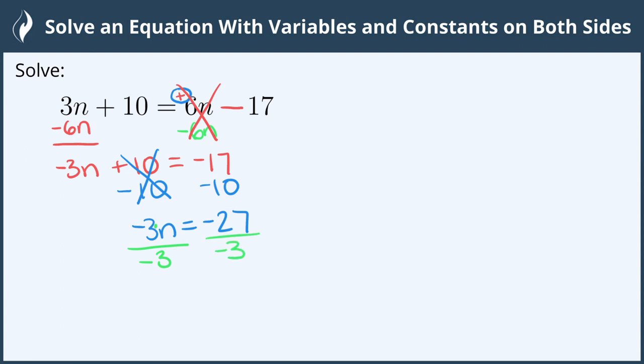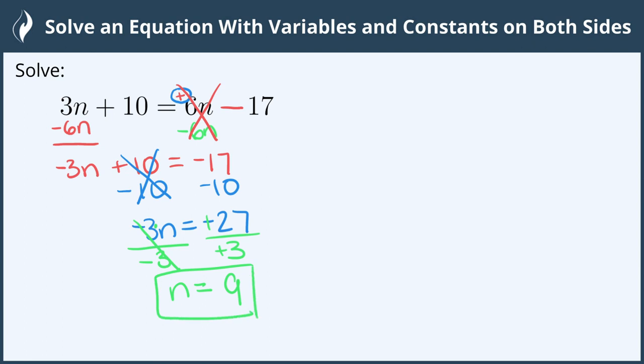Negative 3 divided by negative 3 cancels. So we're left with n equals negative 27 divided by negative 3. A negative divided by negative is positive, and 27 divided by 3 is 9. So our answer is n equals 9.